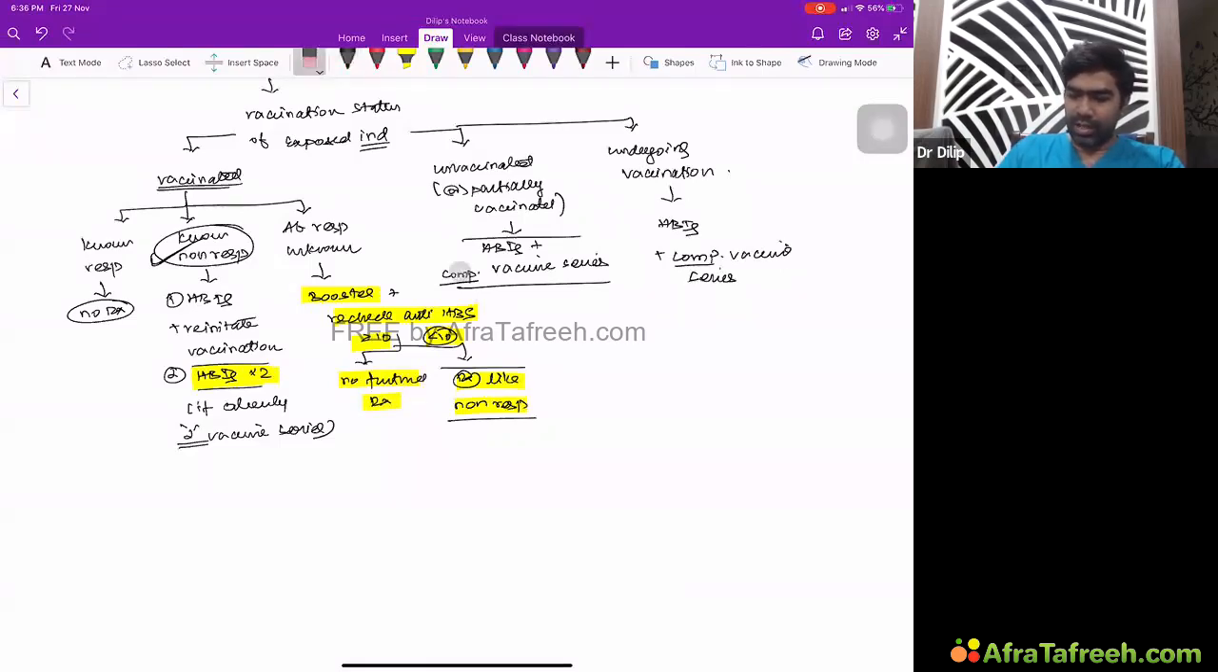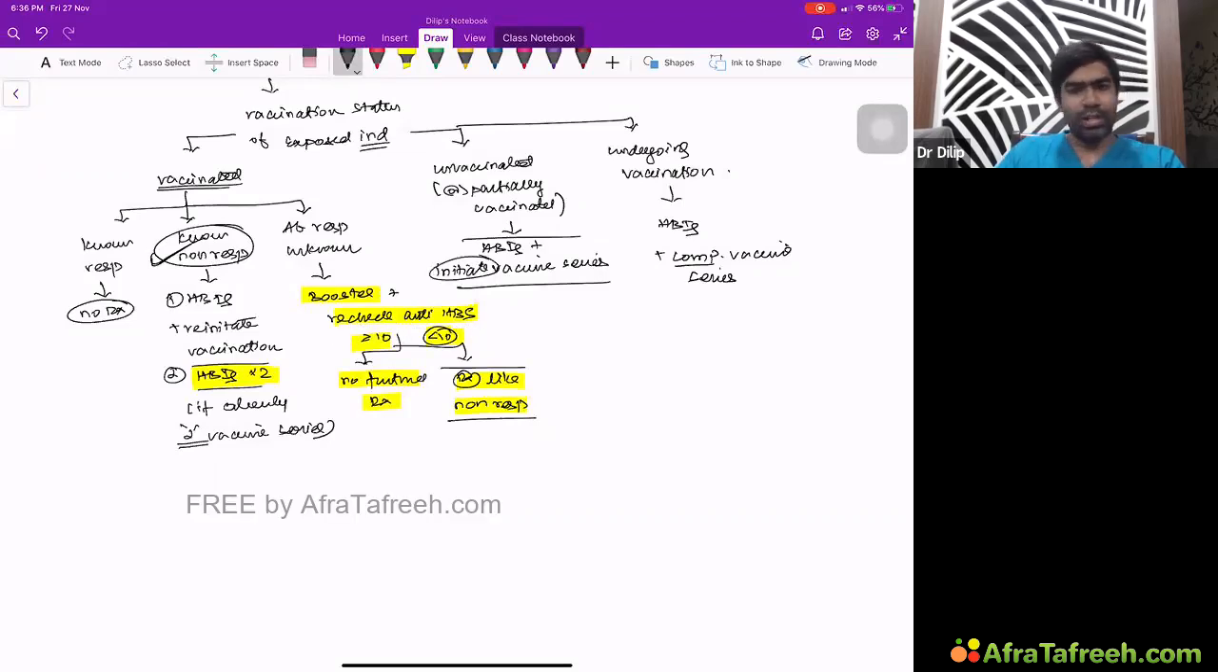Here, writing complete, I can write mostly reinitiate vaccine series. Probably initiate vaccine series will be the right statement here. You're going to initiate the vaccine series, you have to complete it, because the patient is already undergoing vaccinations. You're going to complete the vaccine series. That's the idea here. That's all.